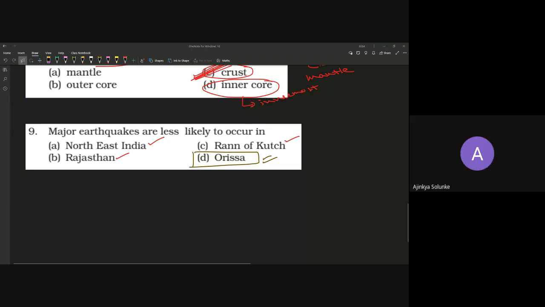Sir, yes sir, in Orissa there is one mountain, Mahendragiri. Will it not be a danger for an earthquake?